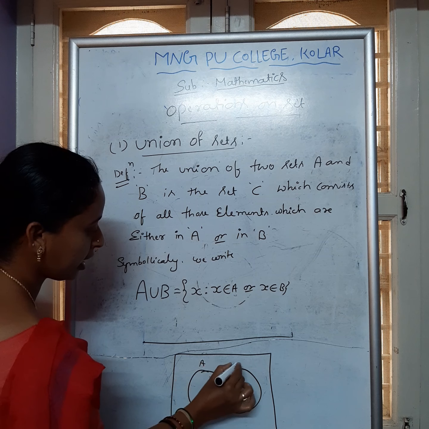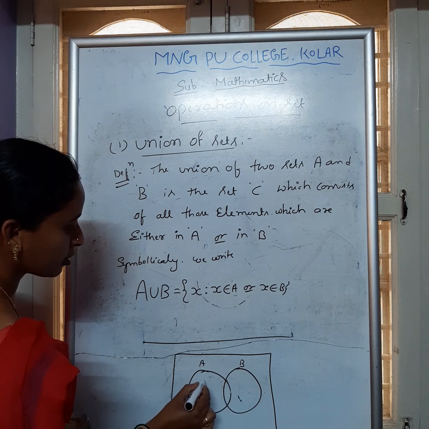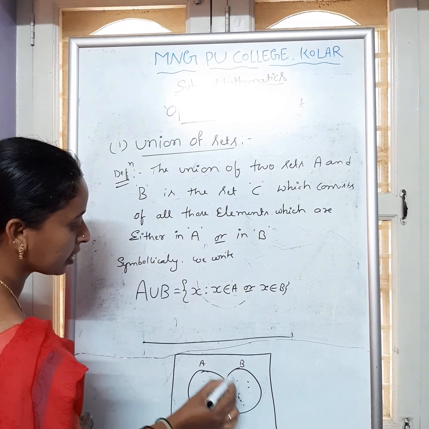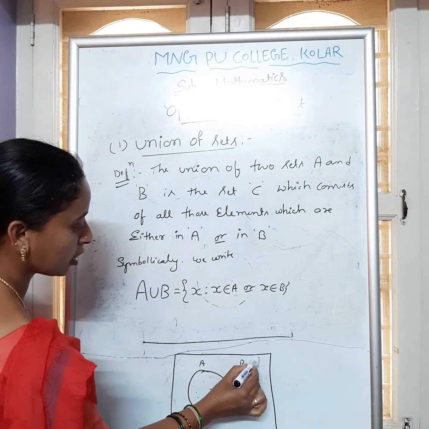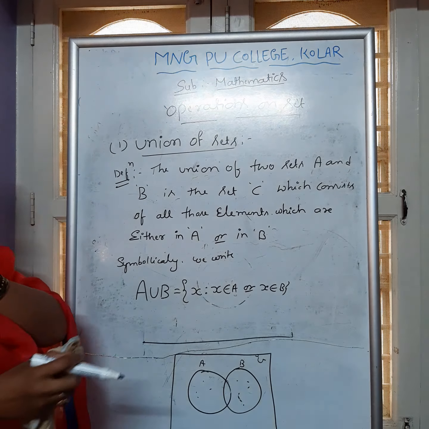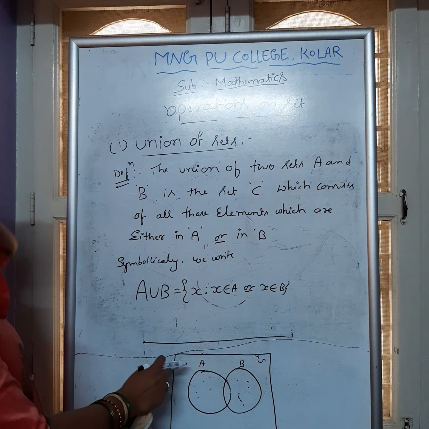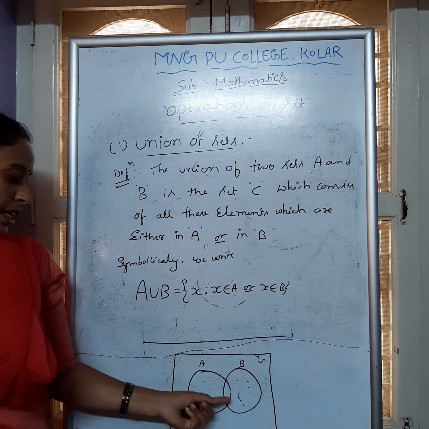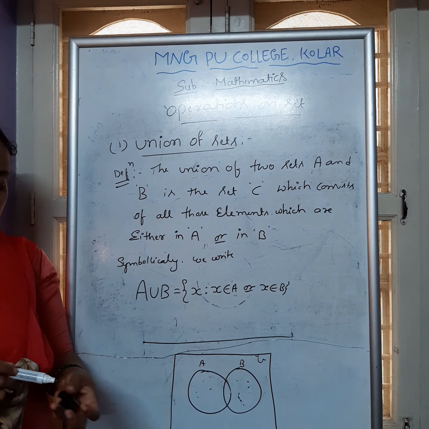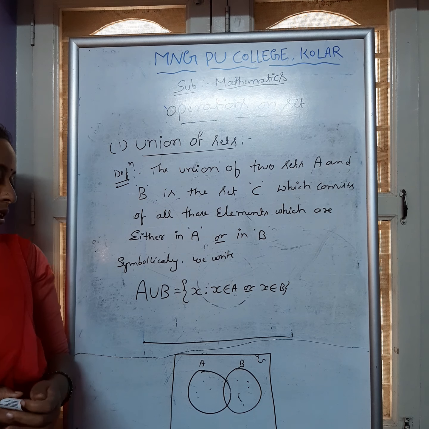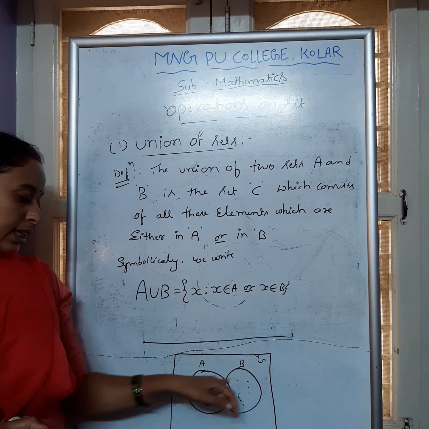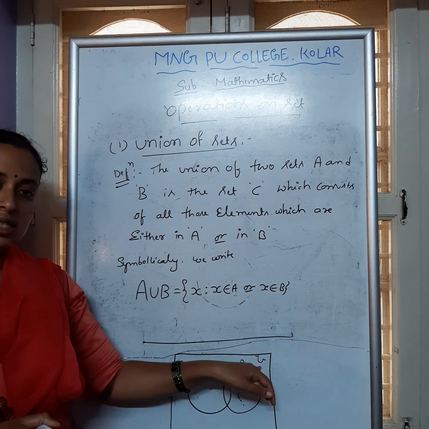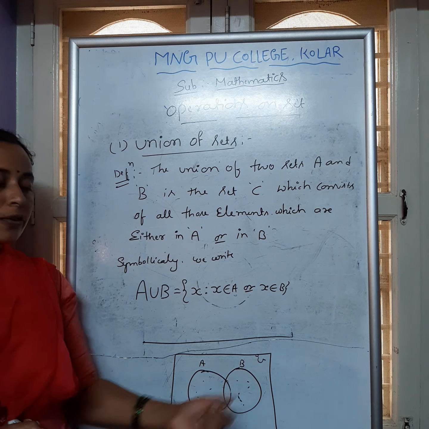This is set A. This is set B. So here there are elements. This is a universal set. This is a rectangle set. These two circles are subsets of the universal set, because all the elements in A are also elements of the universal set. That's why this is a subset of U.